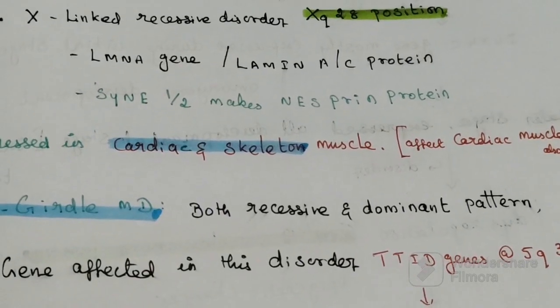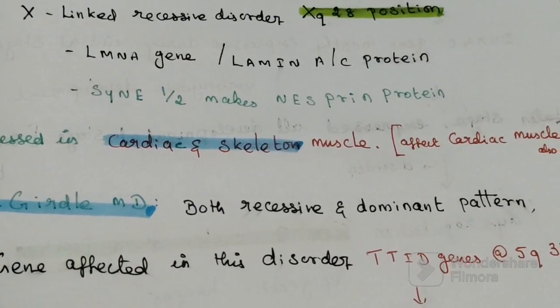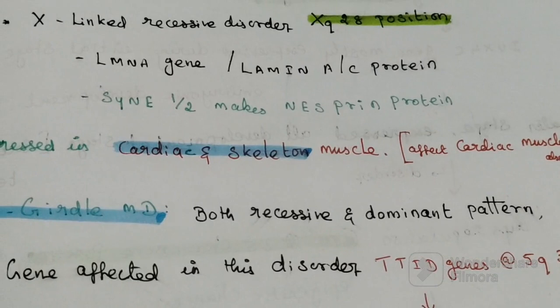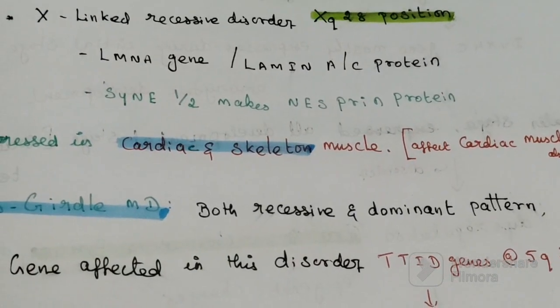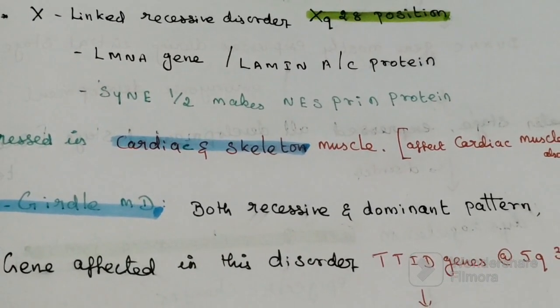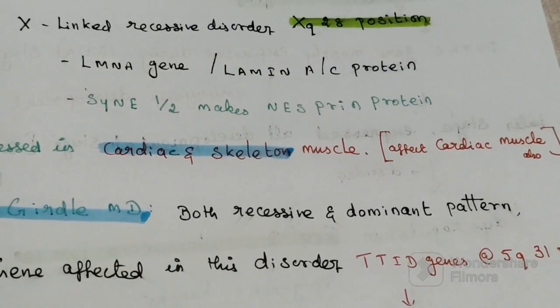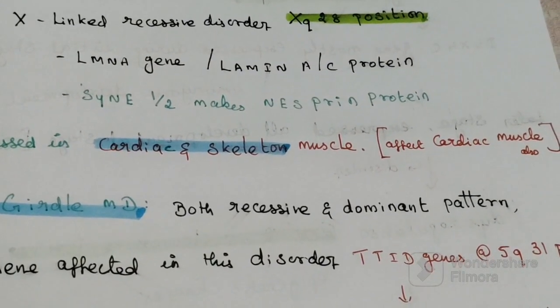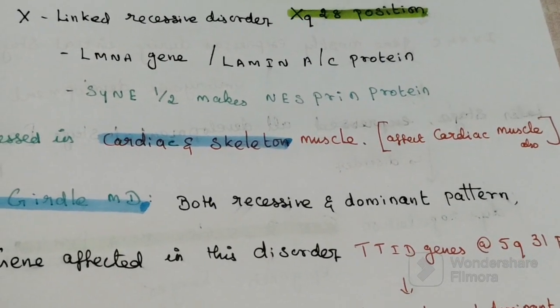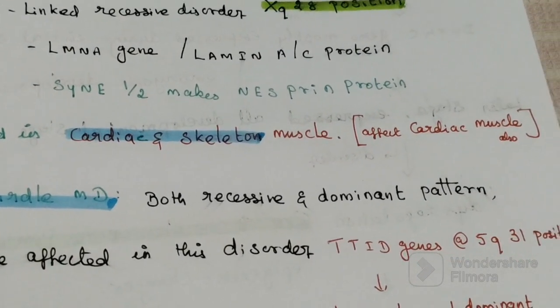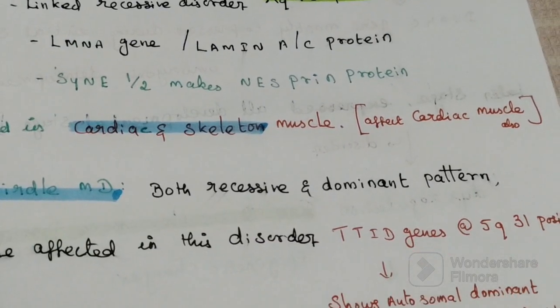So the second one is SYNE1 and SYNE2 that make nesprin protein. This one is expressed in cardiac and skeletal muscles. Both organs will be affected by this disorder, including cardiac muscles also.